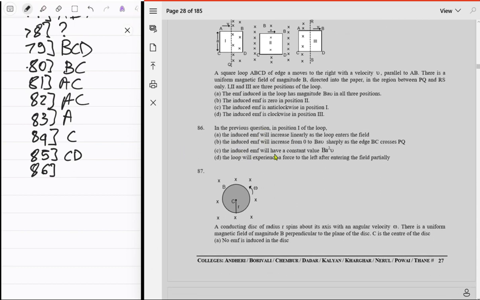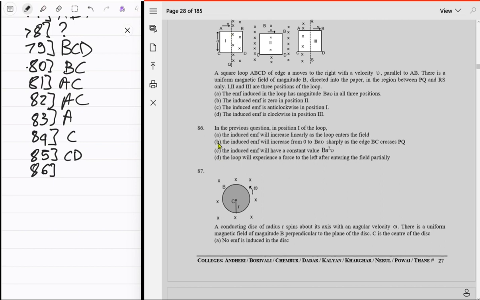PQ, okay, cool. The induced EMF will have a constant value BAV. Yes, the loop will experience a force to the left after entering the field partially. Wait, what? A force to the left after entering. So the current है, it's going in anti-clockwise direction. Just like the right, it's going from there to there, right? That's our displacement, which is BLV, or I should say, it's like V cross B. Just I L vector cross B vector. Current is going in this direction, so L vector is upward, and then B vector is downwards. L cross B is, yes, in the left direction. So yes, loop will experience a force to the left.